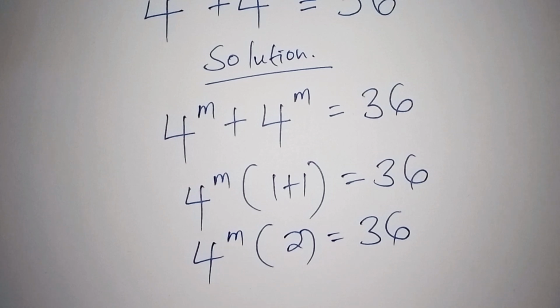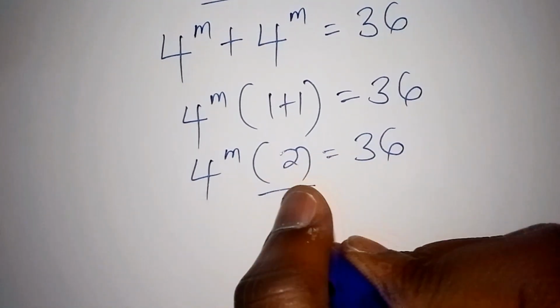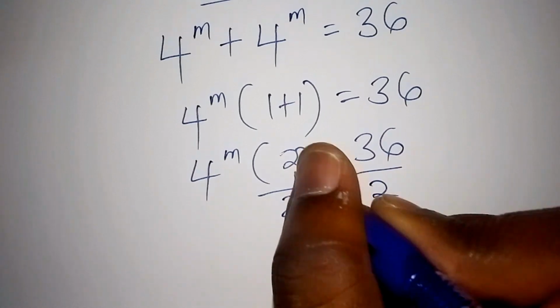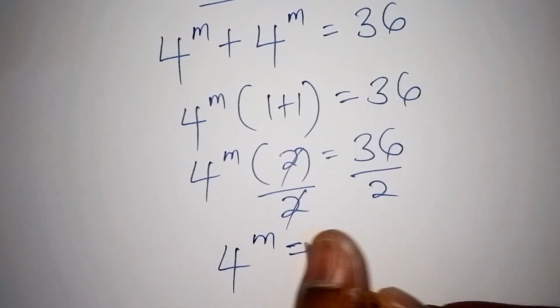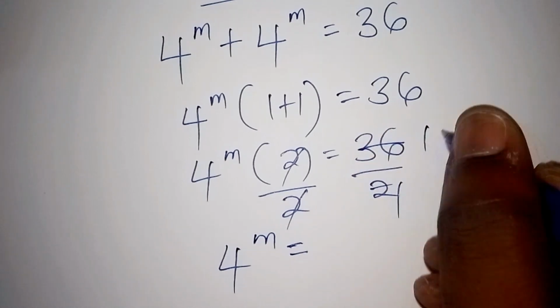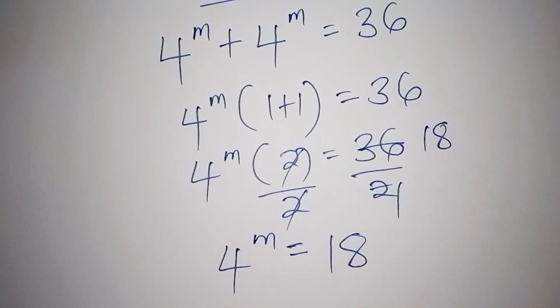The next step is to divide both sides by the value of 2. Since 2 is in the bracket, now we shall have 4 to the power of m equals, 2 into 36 gives 18. So 4 to the power of m is equal to 18. How do we work out the value for m?